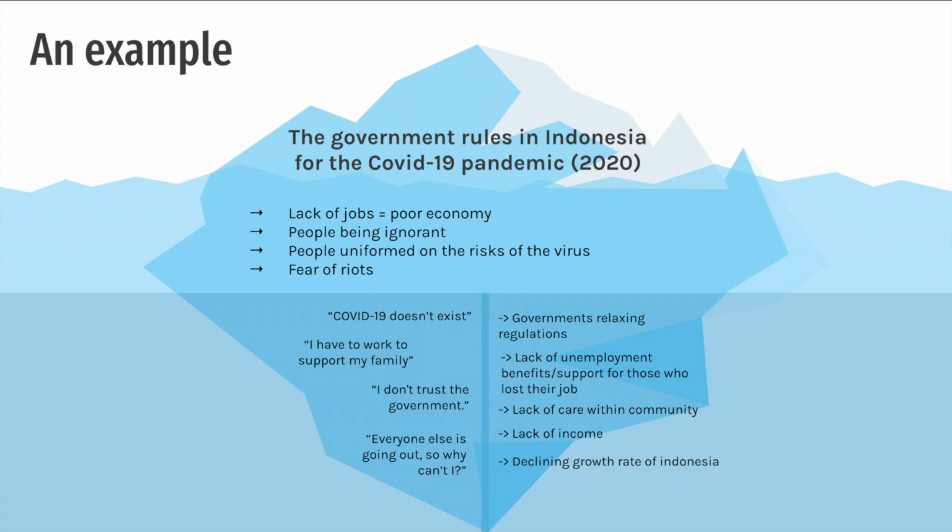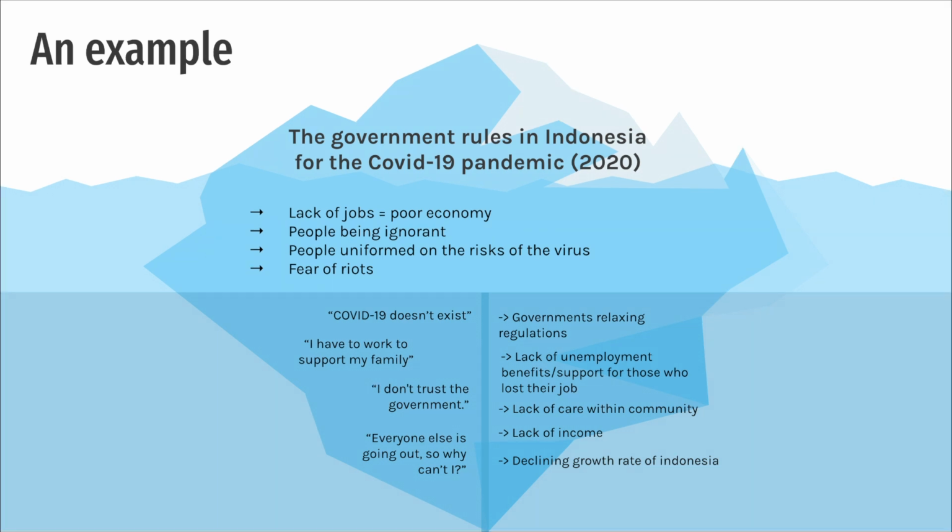Similarly, the factors and systems below the surface that we don't see linked to this event could include governments relaxing regulations, lack of unemployment benefits or support for those who lost their job, lack of care within the community, lack of income, and the declining growth rate of Indonesia.